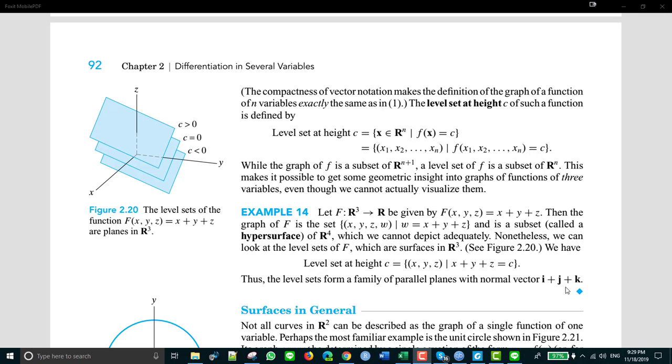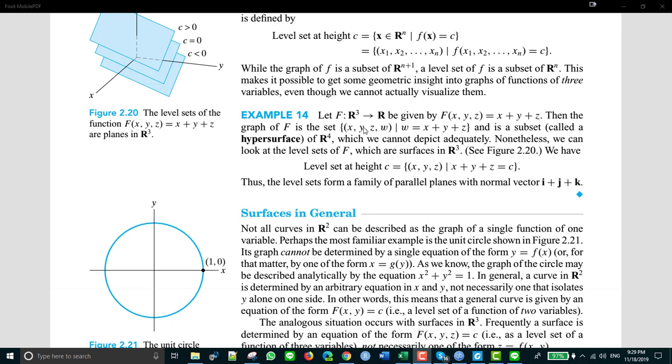So those are the level sets or level curves. Oh, I see. That's why they're not calling them level curves, because they're not curves, they're planes. I'm not quite sure how this helps us to understand the function, but I guess it's better than nothing.